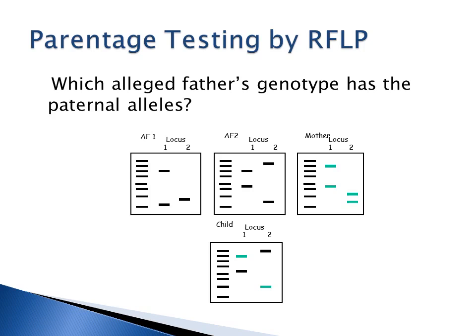So let's look at the child. The child in locus 1 has the green band from the mother and a black band from the father. So you could see that at locus 1, the black band is the same size as one of the bands in locus 1 from alleged father 2. When you look at locus 2, you could see the green band from the mother, so the other band is from the father, and once again, that band is not present at that size in locus 2 of alleged father 1. So alleged father 2 is the actual biological father of this child.